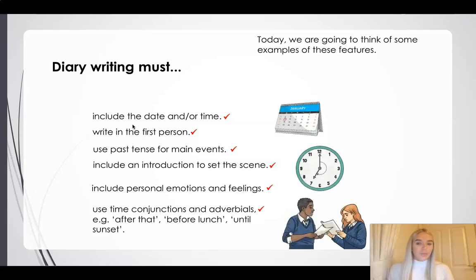Today we are going to look at these features in more detail. We know these features really well, but if I told you, give me an example of what we could write to show that we are writing in first person, would you be able to write that down as a sentence? That would tell me that it's written in first person. Well, that's what we're going to learn about today. So we're going to start thinking of some examples of these features.